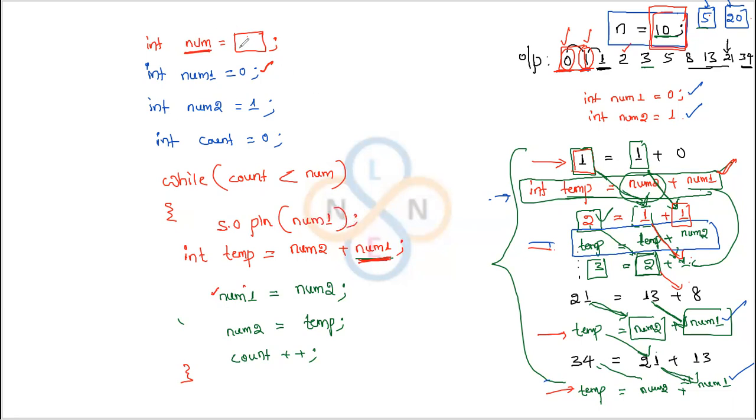Yeah, so it depends on the programmer's input. Say for example 10, we get the corresponding output as expected. Yeah, I hope it is understood.